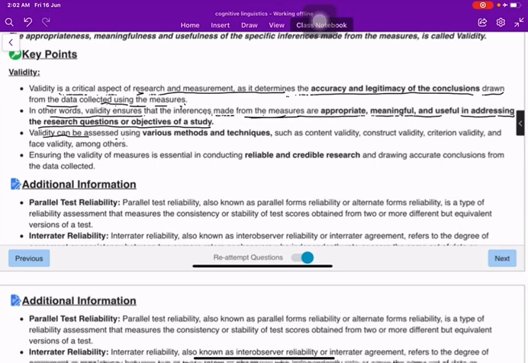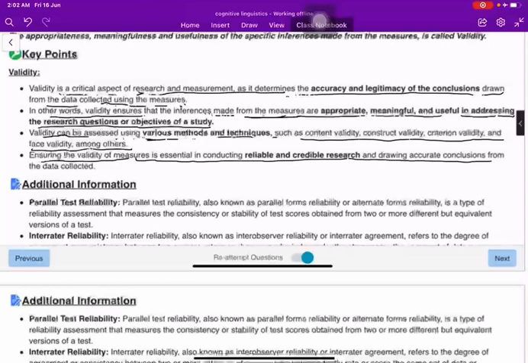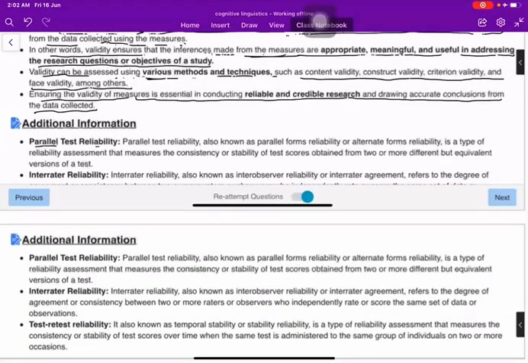Validity can be assessed using various methods and techniques such as content validity, construct validity, criterion validity, face validity, among others. Ensuring the validity of measures is essential in conducting reliable and credible research and drawing accurate conclusions from the data collected.